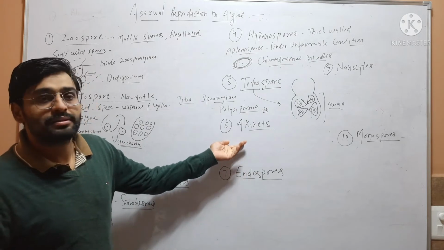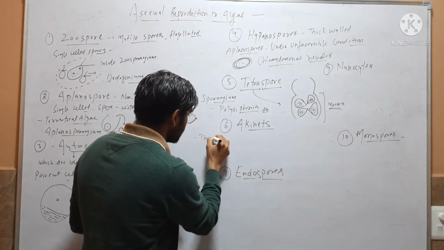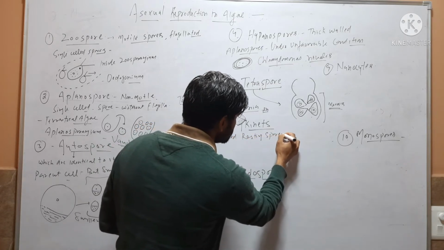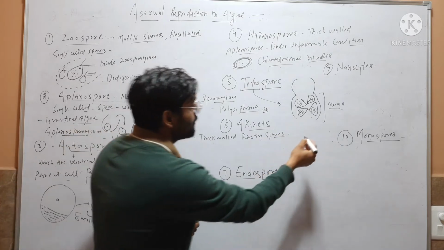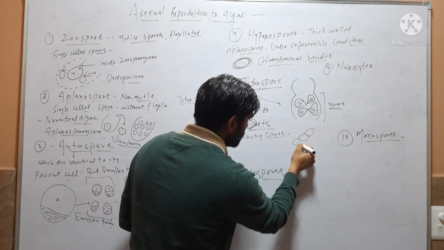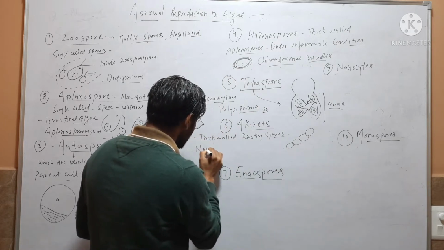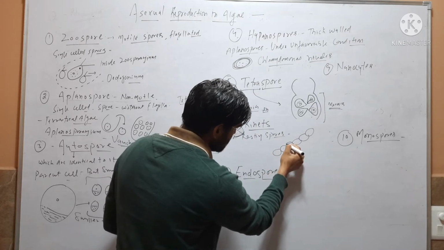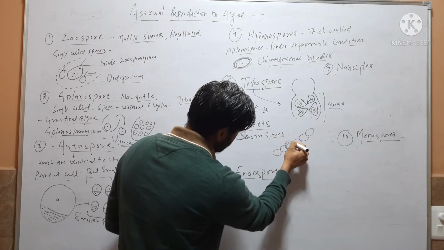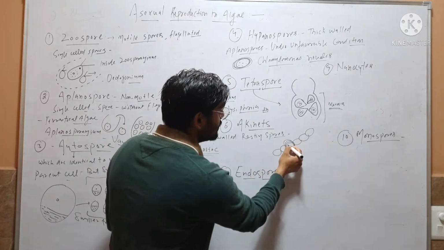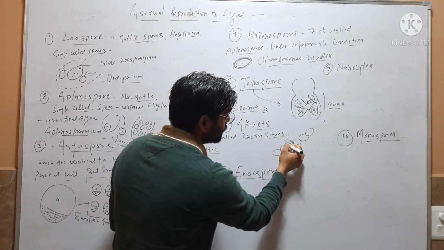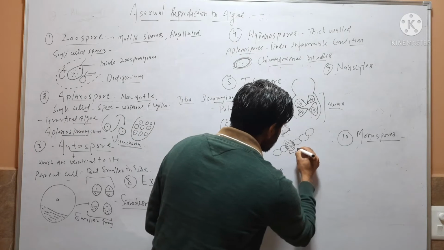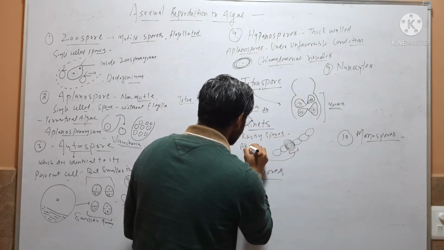What are akinetes? Akinetes are thick-walled resting spores that are formed under unfavorable conditions. So these are found in Nostoc. Suppose this is a filament, some cells of this filament will secrete a thick wall around themselves and they will reserve abundant protoplasm inside the cell. So these spores are called akinetes.